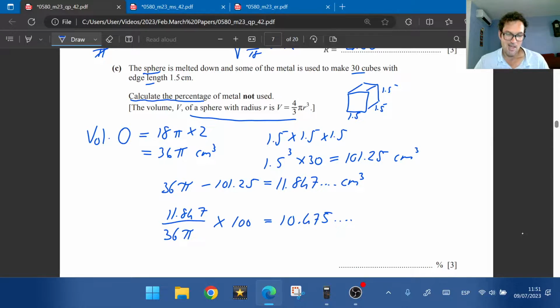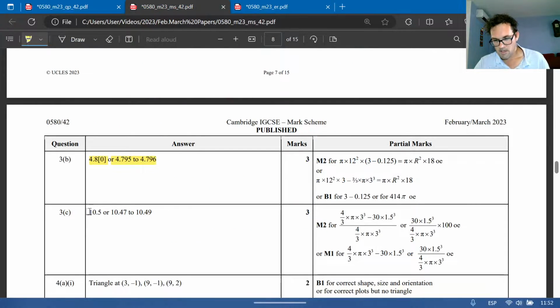Etc. Now we can round it. 3 significant figures, so we cut it off there. There's a 7, so we round the 4 up to a 5. So 10.5%. 10.5 is correct. If you write the unrounded answer, you also get your marks.